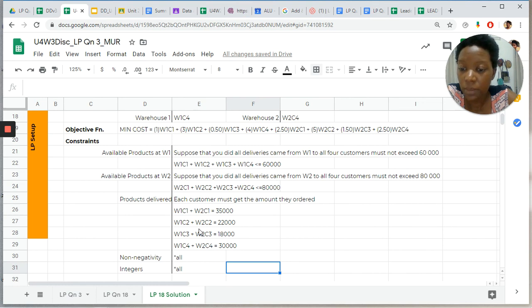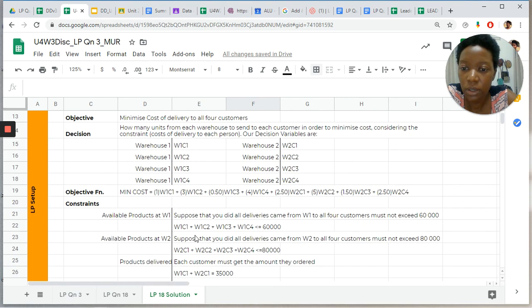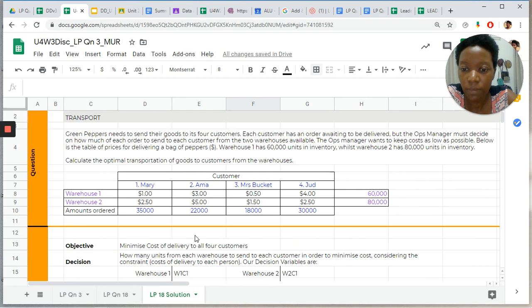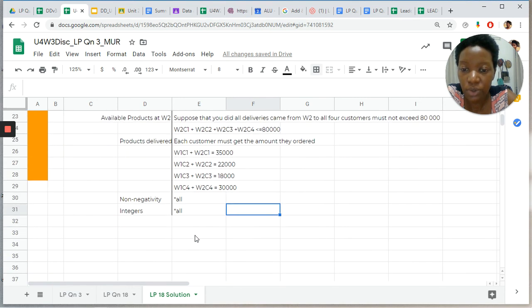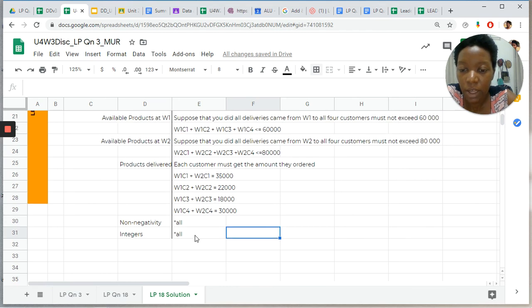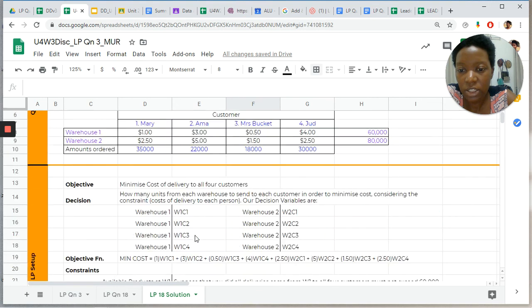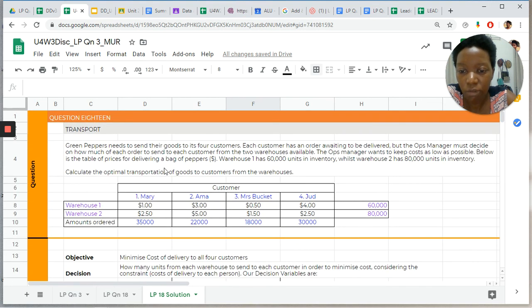And that's the LP setup for the green peppers question. At this point, you should be able to more or less think about how to then go and do your solver setup. Just a hint that it's easiest to do it in this format. I'll detail how to do this in the next video. Good luck.